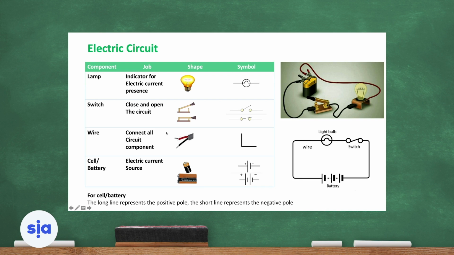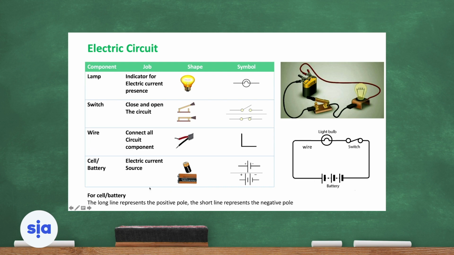A switch. A switch could be drawn like this or like this. This is an open switch, and this is a closed switch. And of course, its job is to close and open the circuit. A wire. A wire is just a straight line connecting all parts of the electric circuit. And of course, it has to be a metal, a conductor, and it's used for the flow of the electric current across the electric circuit.